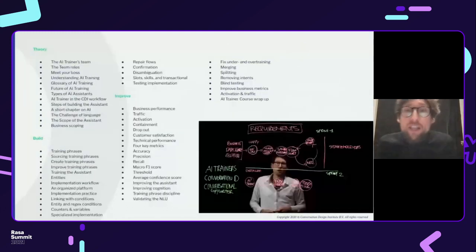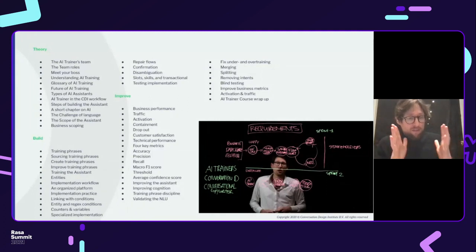And then around AI training specifically, and I think that is going to fit in very well with the Rasa crowd. It's really the theory of training an AI, building it, with the training phrases, sourcing them, cleaning them up, implementing them, linking with conditions, entity conditions. There's so much to learn. And then improving the AI assistance.